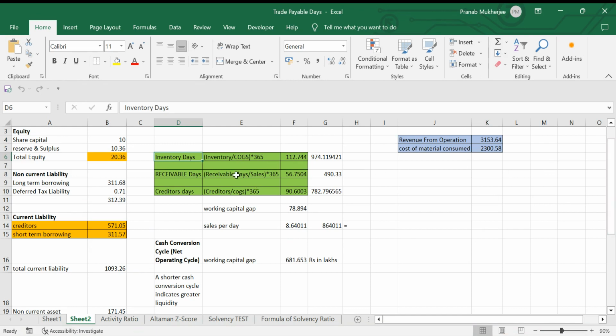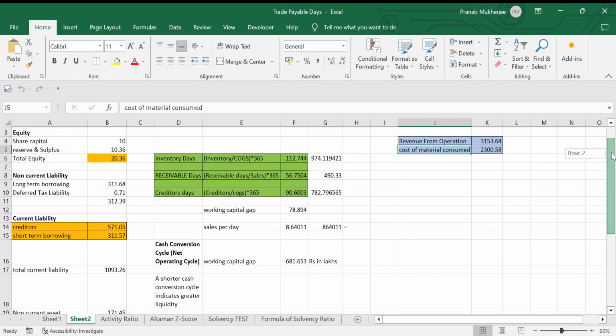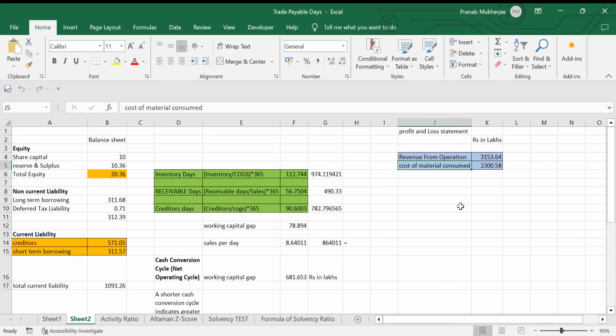We want to calculate inventory days. So the formula is inventory divided by cost of goods sold. This is taken from the income statement. There used to be a list of expenses, gross profit, and net profit, that we have not taken, just to calculate some relevant information that we will do later on. But for this video we have taken only these two items from the income statement. So the cost of material consumed is our cost of goods sold.